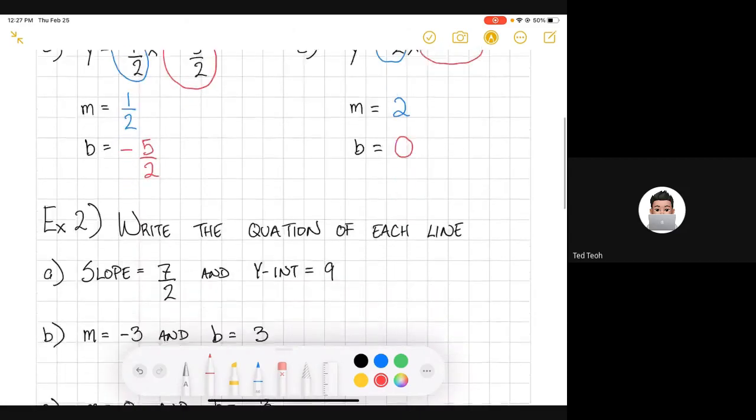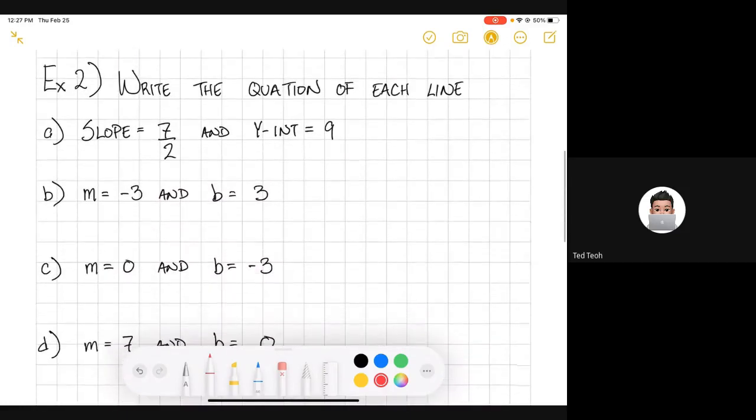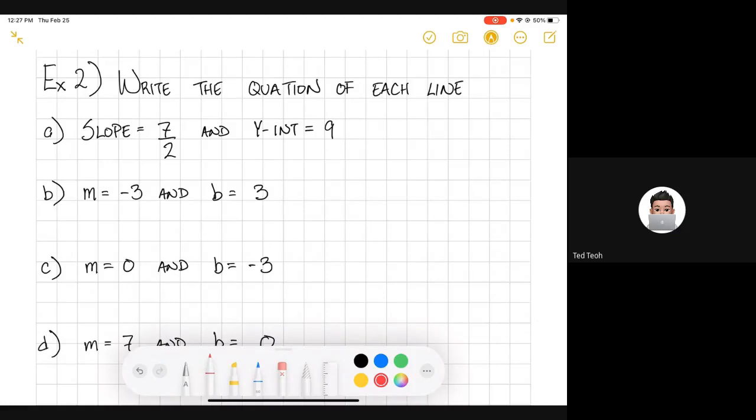Okay, let's look at question number 2 here. Question number 2 is the opposite. They're telling you what the slope is and what the y-intercept is, and you need to write out the equation. So when you write out the equation, your answers always have to be in the form of y equals mx plus b, where m is a number and b is a number. Sometimes that number is 0, sometimes that number is 1, but it's always going to be a number.